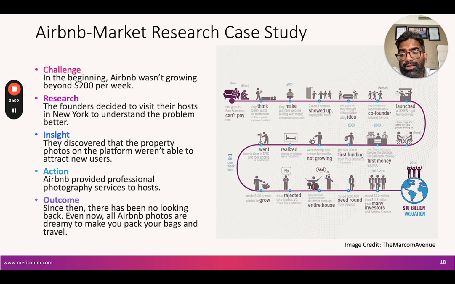And then Airbnb quickly learned from it and provided professional photography services to hosts, and that helped them to showcase their properties better. And since then, there has been no looking back. Even now, all Airbnb photos are dreamy enough to make you pack your bags and travel, because if you have checked out any of these Airbnb listings, I think the photos are something that make that property stand out. I mean, this is how market research helps you to learn your business quickly and then make the necessary tweaks.